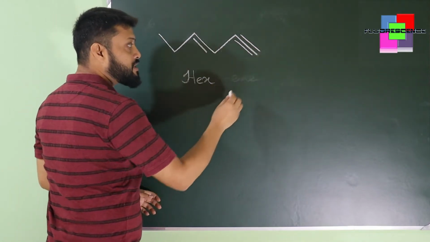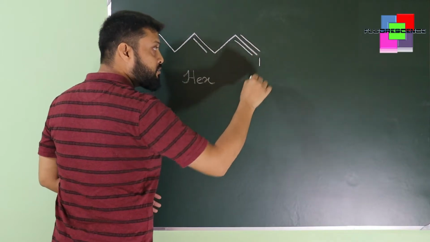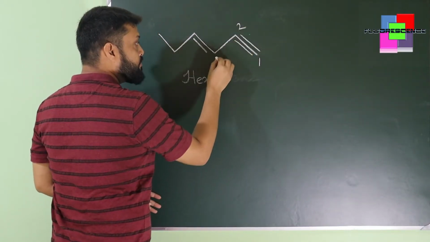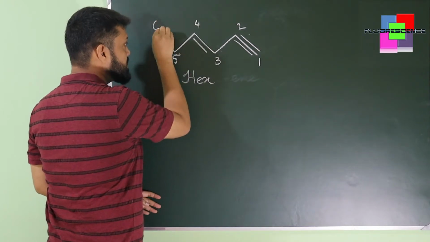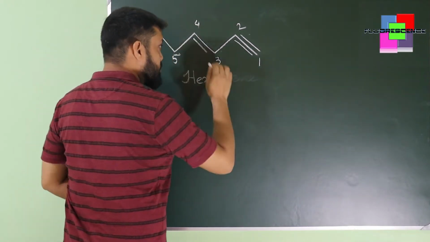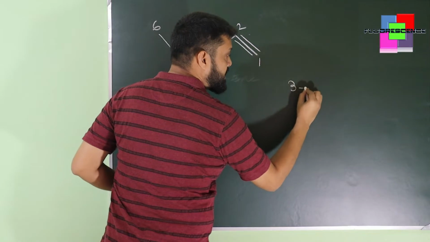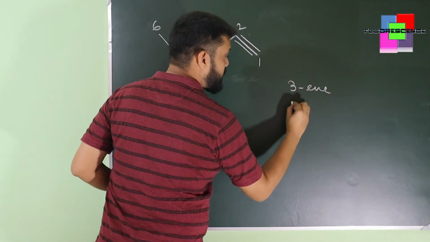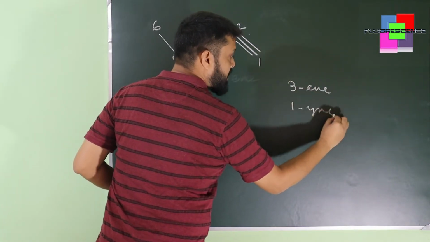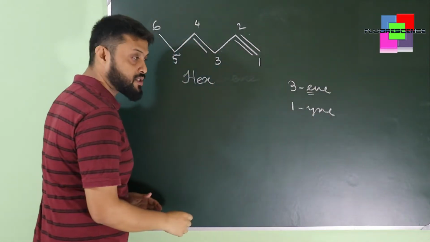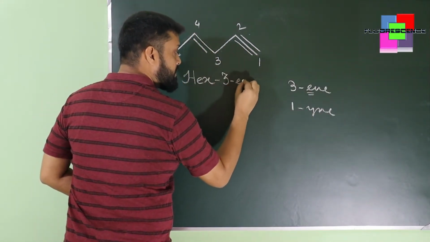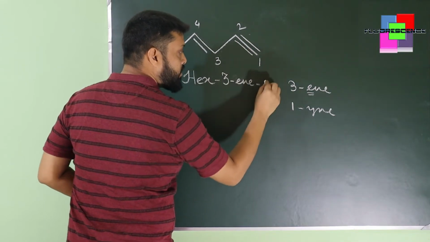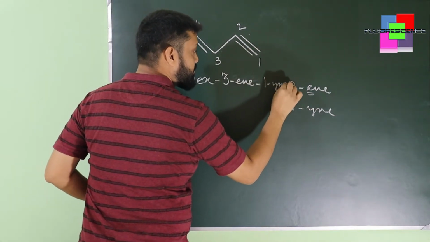So since the triple bond is starting from the first carbon, we will number 1, 2, 3, 4, 5, 6. So from 3 we have "ene", and from 1 we have "-yne". Alphabetically, E will come first. So 3 "ene" and 1 "-yne".